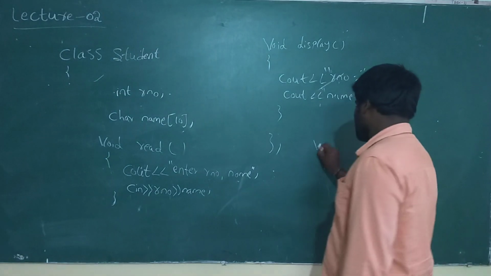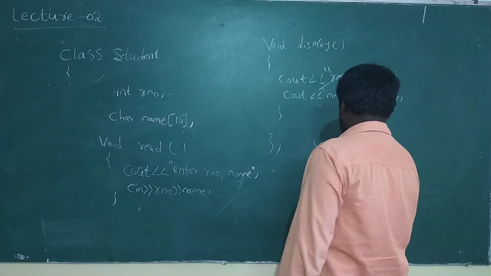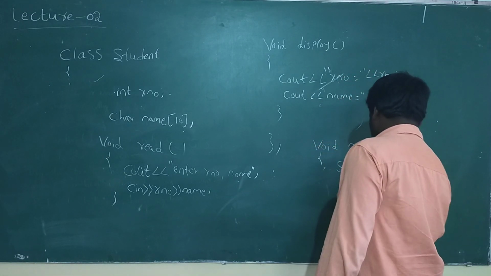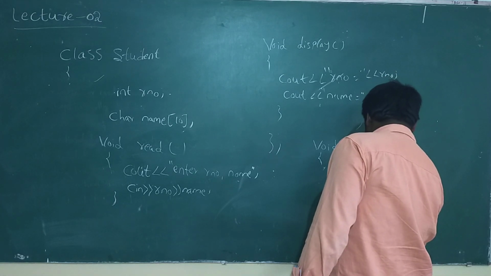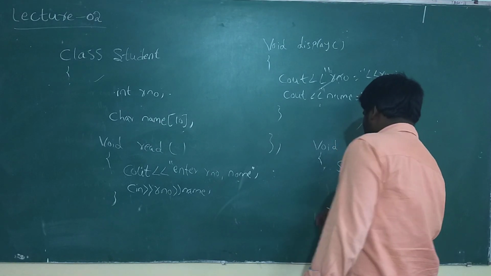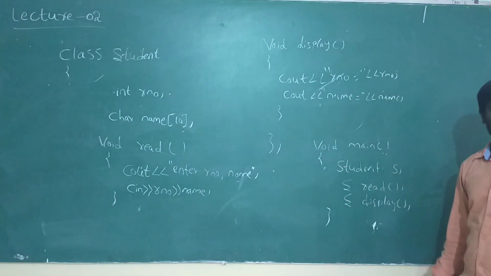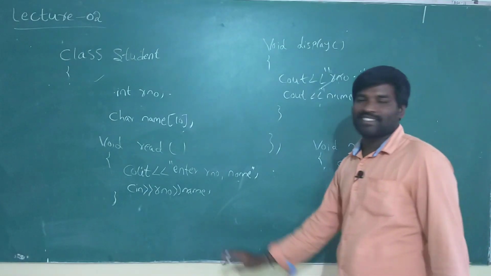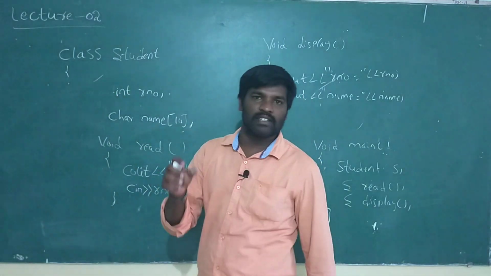Next we can create the object in the void main. Student s; s.read(); s.display(). Normally we have to write void main, create the object, and call the functions like this. So this is a normal program. In pointers also there is no change in the declaration of variables if you are writing the program on pointers and objects.